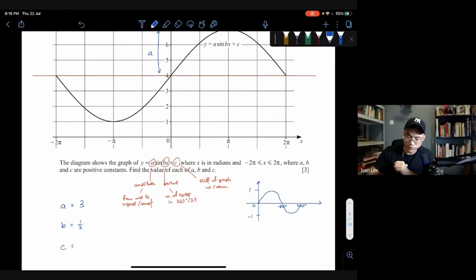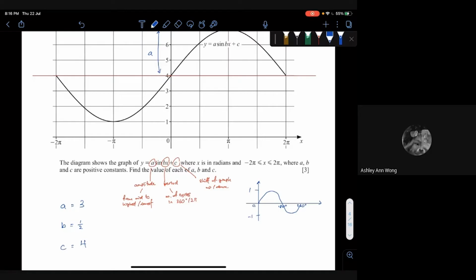C is the whole graph shift, right? Shift up by 4 units. So the value of C will be equal to 4. It's literally, there's no working for this. You just need to know what to put inside. Okay, any question, Nissan?